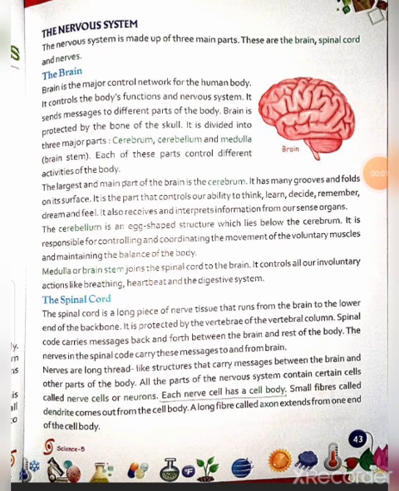Then the brain is divided into 3 major parts: cerebrum, cerebellum and medulla. Okay, all of you remember these 3 parts. This is very important. So what are the 3 parts? Cerebrum, cerebellum and medulla. So these 3 parts make up our brain.